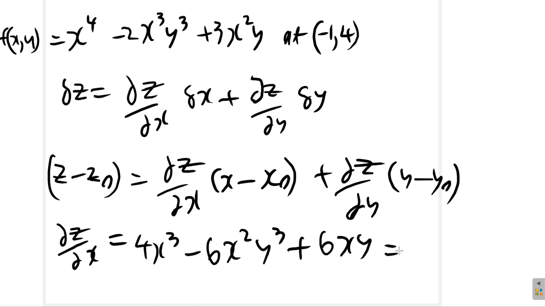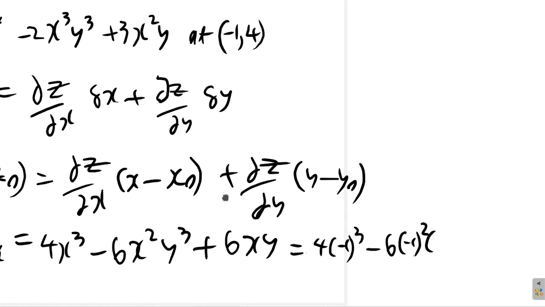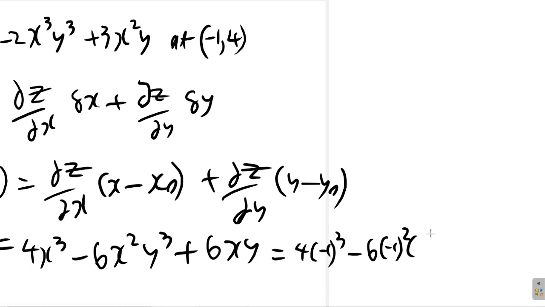Now, at negative 1, 4, what is it? It is 4 times negative 1 cubed, but x is negative 1, y is 4, right? Minus 6 by negative 1 squared times y is 4, 4 cubed plus 6 times negative 1 times 4.